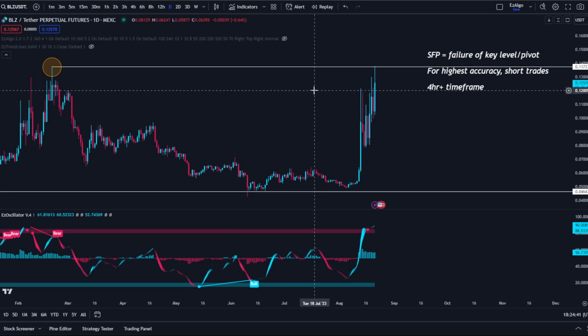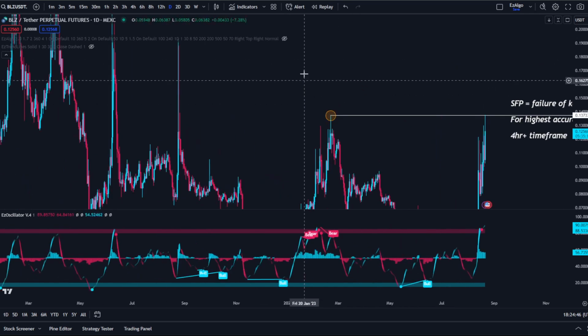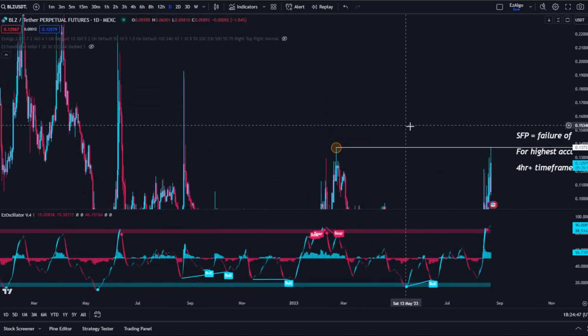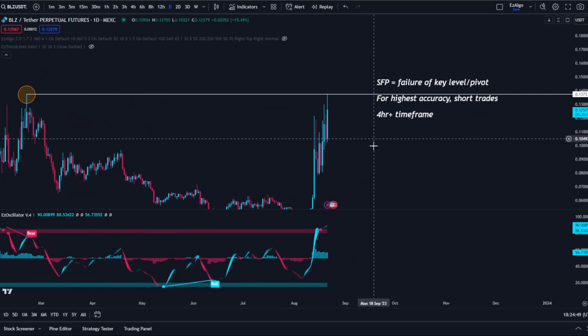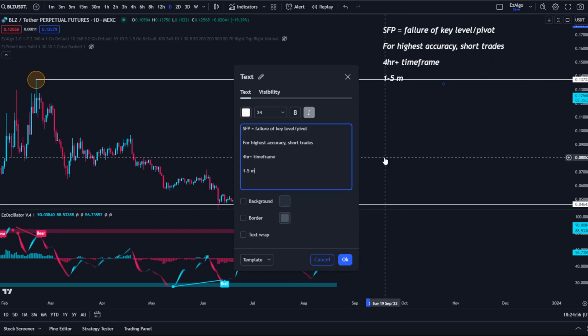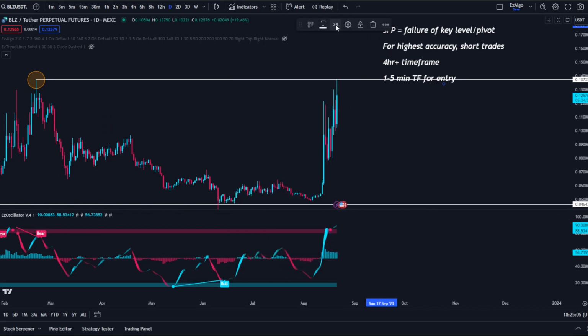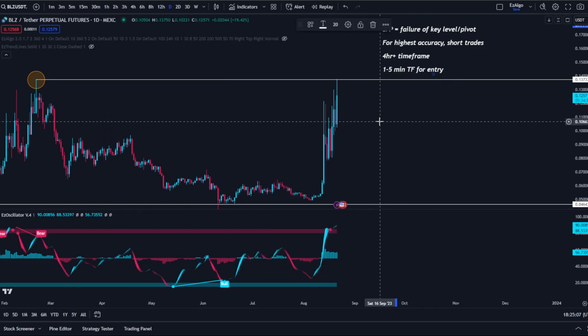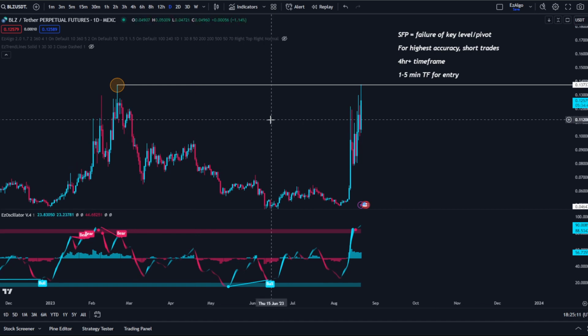However, I don't recommend doing that, because for all we know, price could keep on scamming upwards and maybe we get a swing fail of this key pivot, for example. So we don't want to set a blind limit. For the most optimal entry, we want to go down to a lower time frame. So the 1 to 5 minute time frame for our entry, right? Now, keep in mind, this happens very fast. So you need to be on your toes, alert when price is reaching these levels.